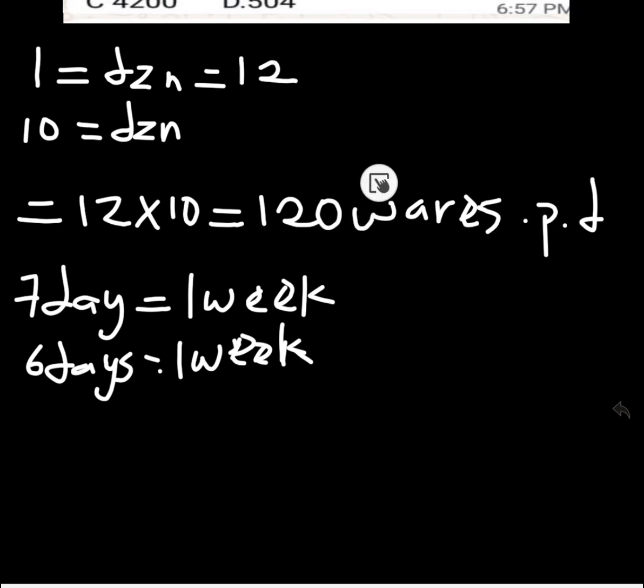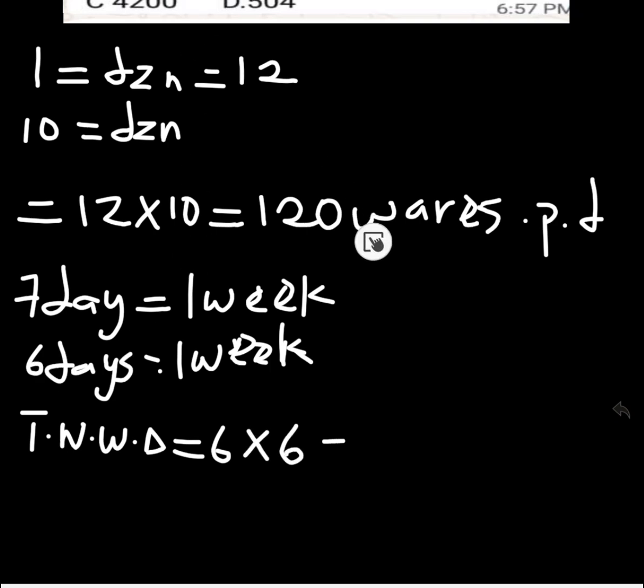So if he works 6 days in a week, for 6 weeks, to get the total number of working days, TNWD will equal 6 days times 6 weeks. You get 6 times 6, which is 36. So he works 36 days.